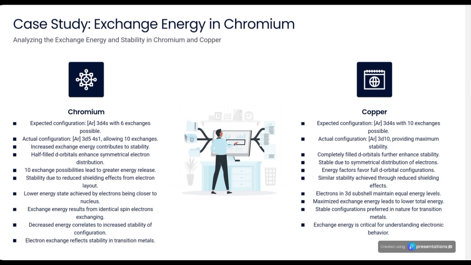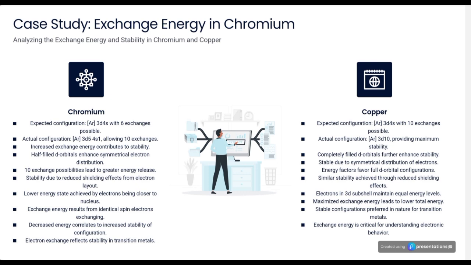But when it comes to the copper configuration, they can make 10 possible exchanges for the same procedure. The actual configuration for chromium is 3d5 4s1, and it allows 10 exchanges in actuality. Earlier, with the same expected configuration, there were only 6 exchanges available. But if we rearrange the electrons, it can make 10 exchanges possible.